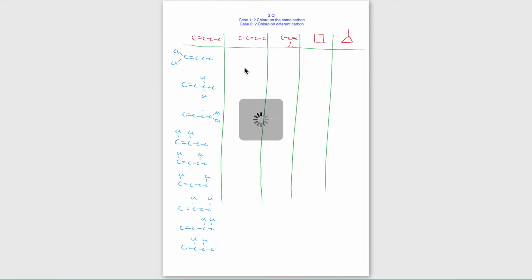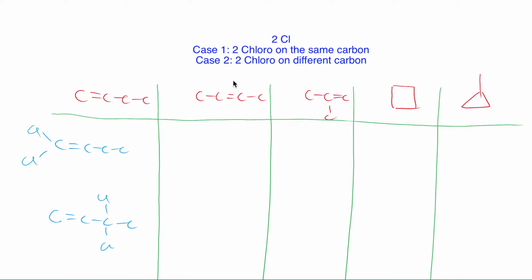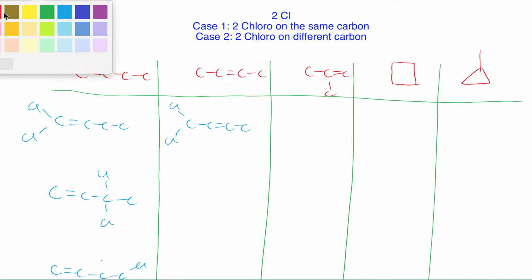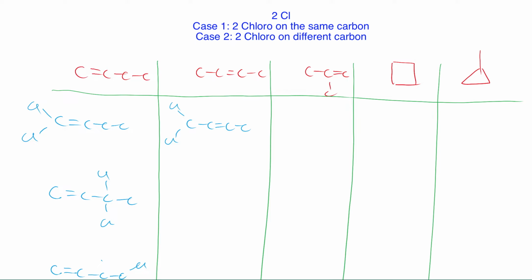Now let's have a look at the next one. Again, we can have 2 chlorines on the same carbon. They can't really be on the second carbon or the third carbon because they already have 3 bonds. They can't be on the fourth carbon because it would be the same as the first carbon. So that's all the cases when the 2 chlorines are on the same carbon. Then you just need to consider what if the 2 chlorines are on different carbons.